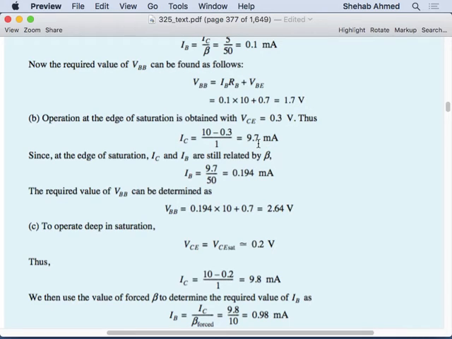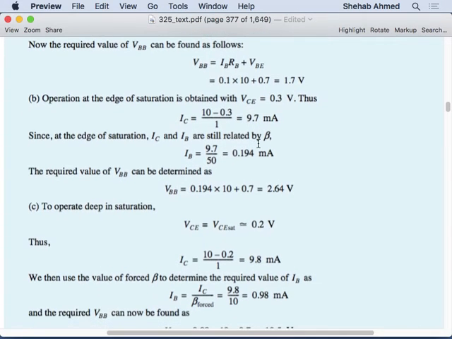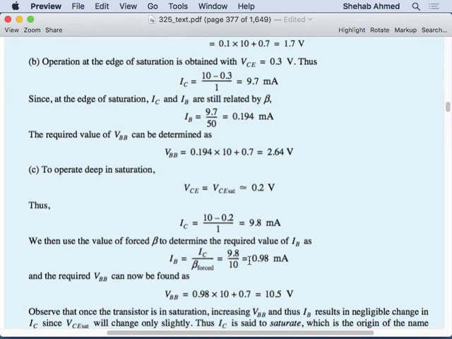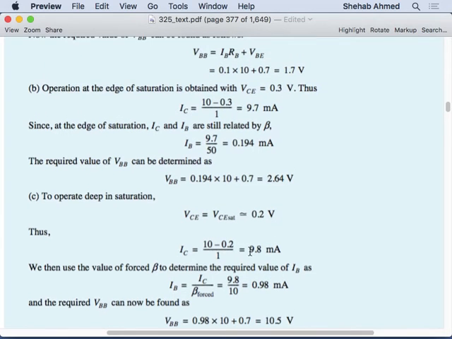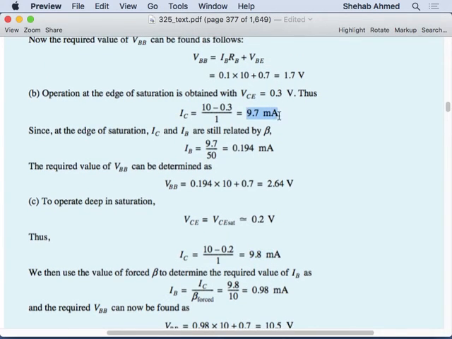Now, in saturation, I have a beta forced, right? That is much less. What does that mean? Even though I increased IB, my base current, and I've increased the base voltage, what happened to my collector current? It was 9.7, and now it goes to 9.8. Not much of an increase. So I've lost my gain in saturation mode, right? That just describes the beta forced phenomenon that we discussed. So does everybody see this example? Okay.